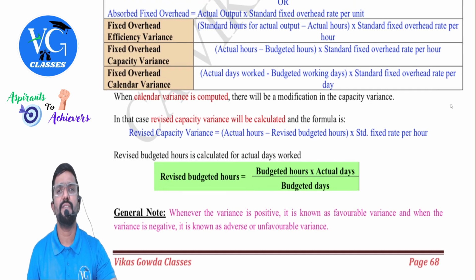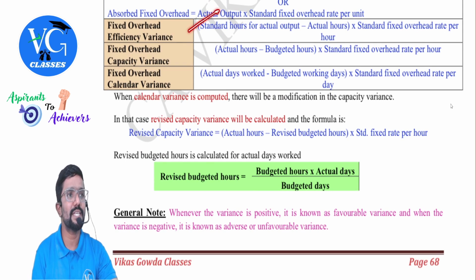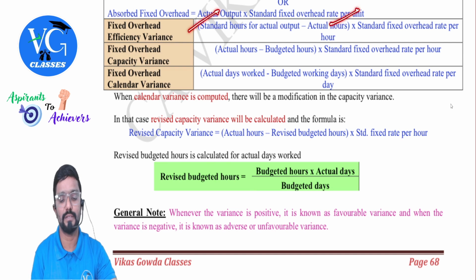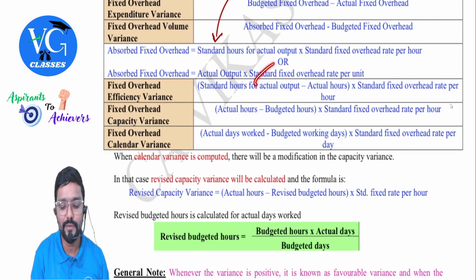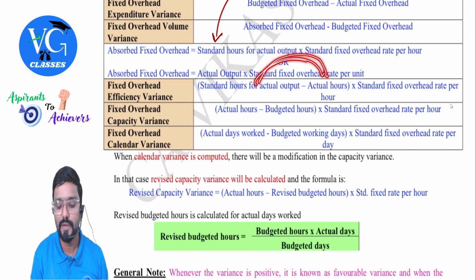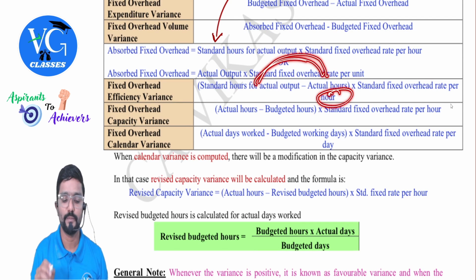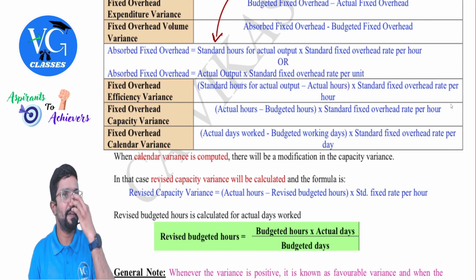Fixed overhead efficiency variance is similar to labor efficiency variance. What is the formula, sir? Standard hours for actual output minus actual hours, that is nothing but work, into standard fixed overhead rate per hour. Guys, one thing you keep in mind: whenever you are finding the difference between hours, the rate should also be per hour. Okay, sir. Efficiency variance.